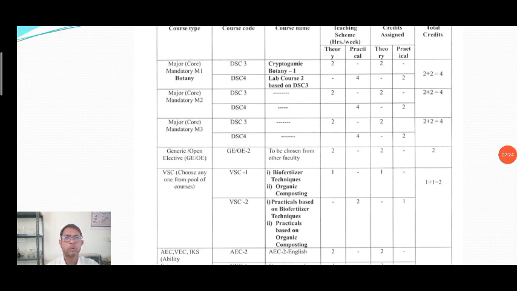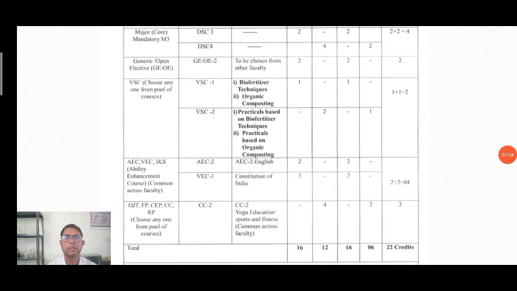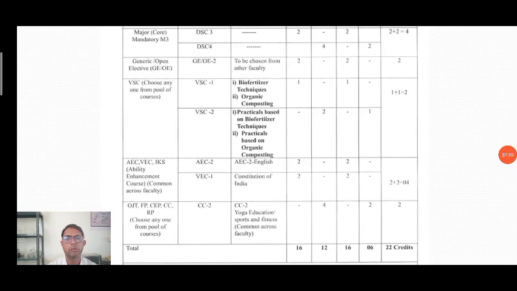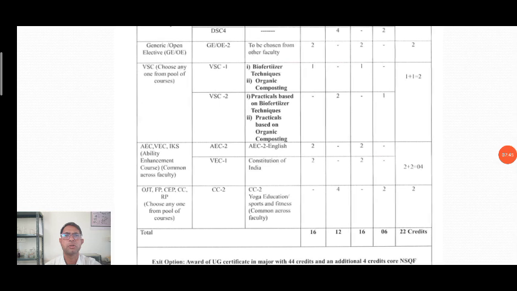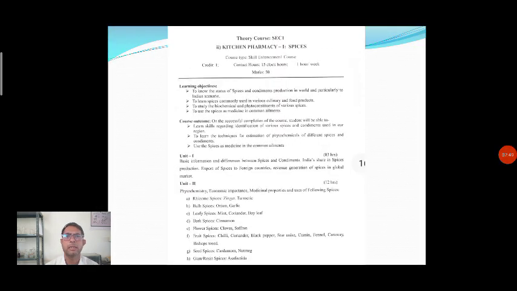Again, when we talk about the compulsory language, that is the ability enhancement course, there will be compulsory English, then Constitution of India, and yoga education, sports and fitness. These are the other parameters included in the syllabus of the second semester. In this way, the syllabus of the first semester and second semester is discussed here.